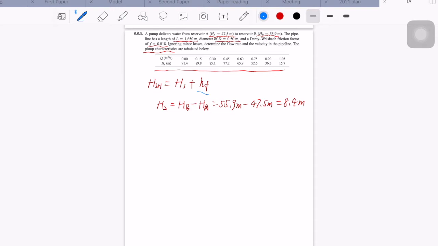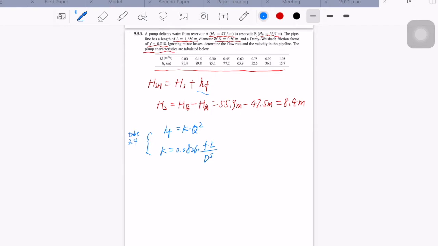And for the head loss, from the table 3.4 in the textbook, the Darcy Weisbach formula in the international unit system can be expressed as the HF equals K times Q square. And we also know the K value equals 0.0826 times the friction factor times the length of the pipe divided by the D to the power of 5. These two equations are on the table 3.4 in the textbook.